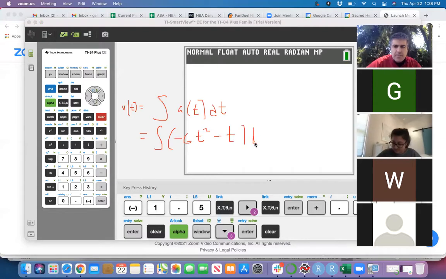If you do that correctly, you should get negative 6t cubed over 3 minus t squared over 2 plus c. And they do tell you that your initial velocity is 80. So v of 0 has to equal 80. You know this. So if you plug in 0 for t, c is just going to be 80. So now I actually have the c value. It's just going to be 80.